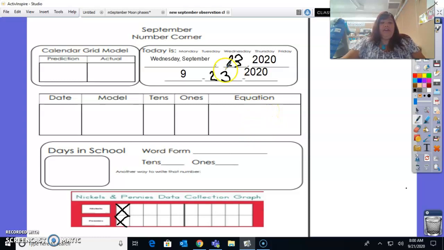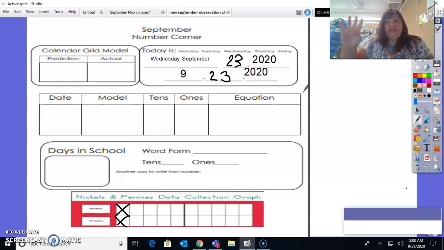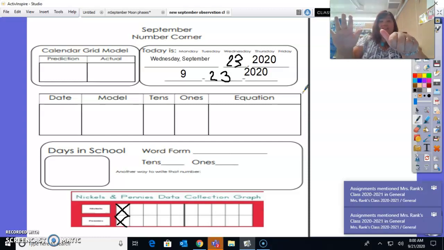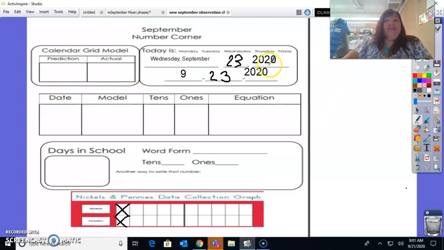Before we look at the number grid, I want you to think about how many more days. We only have 30 days in September, so take a minute. How many more days until we get to October? All right. Let's see, we could count on, right? So we're going to stop at 30, but let's put 23 in our hand. 23, 24, 25, 26, 27, 28, 29, 30. 7 more days until we get to October. Right now, start making your prediction while I show you the calendar grid.